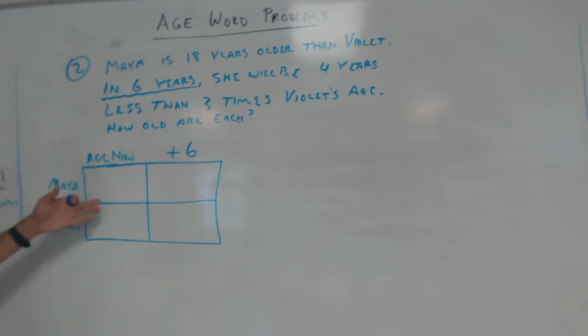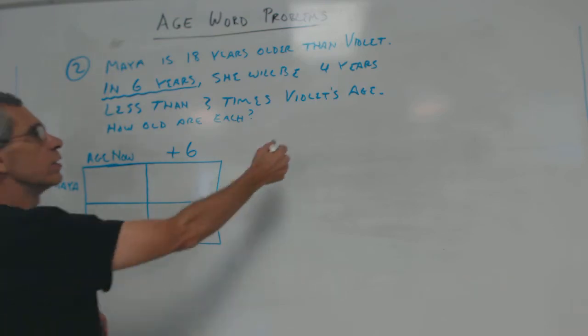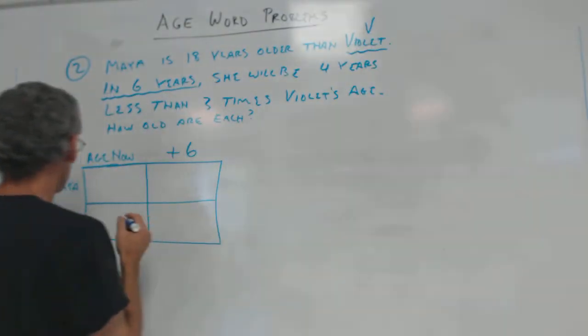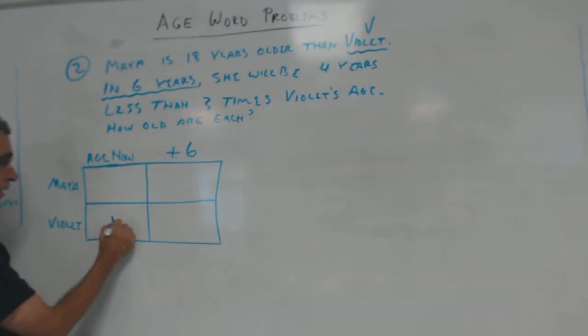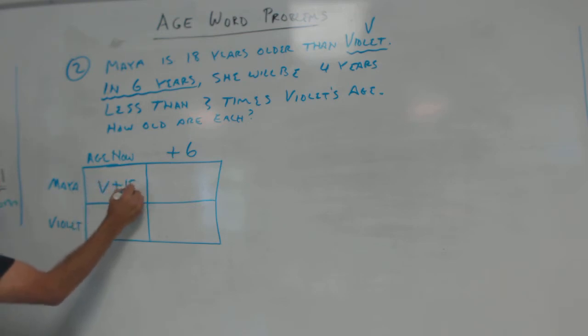All right, now I'm going to fill out my age now. Maya is 18 years older than Violet. Who's younger? Violet. Do you want to make her a V? You can, or you can use X. You can use X or V. We'll use V. So Violet is V. Maya is 18 years older than V. V plus 18, exactly. Everybody's with me on that, right?